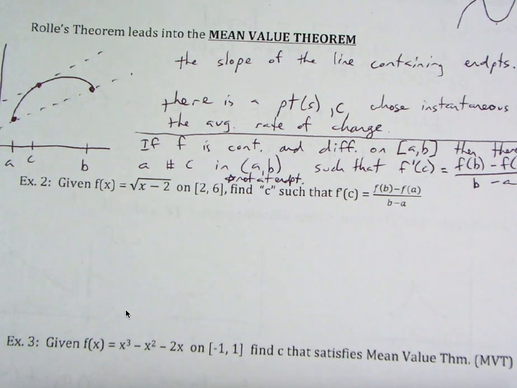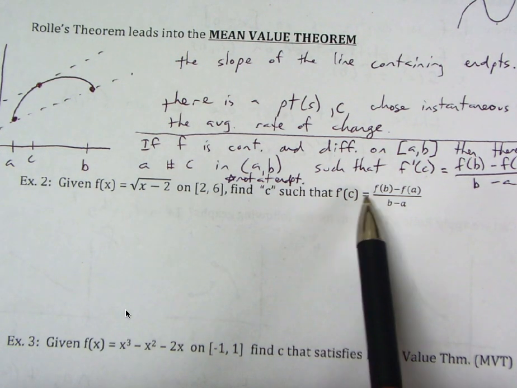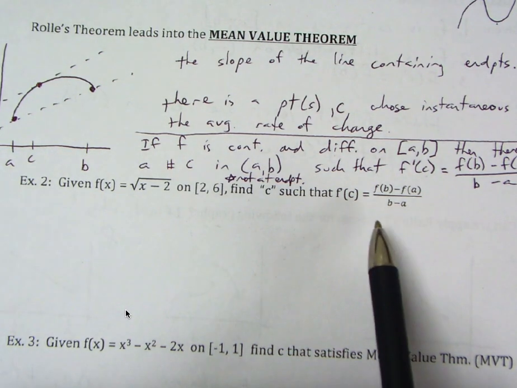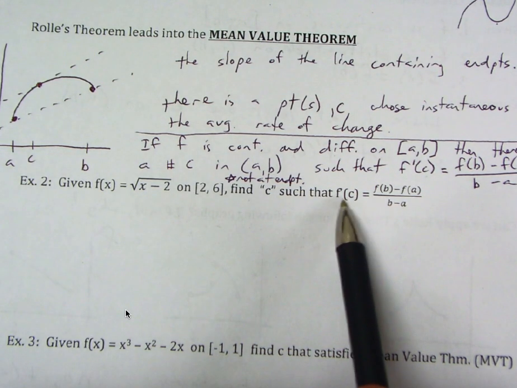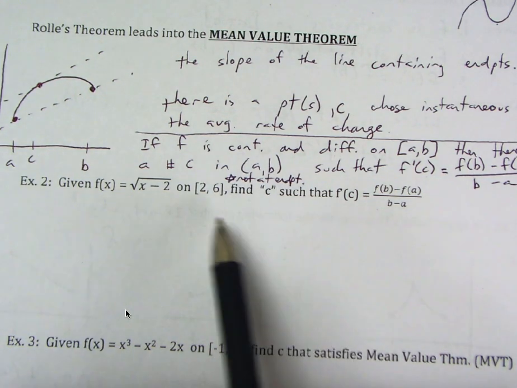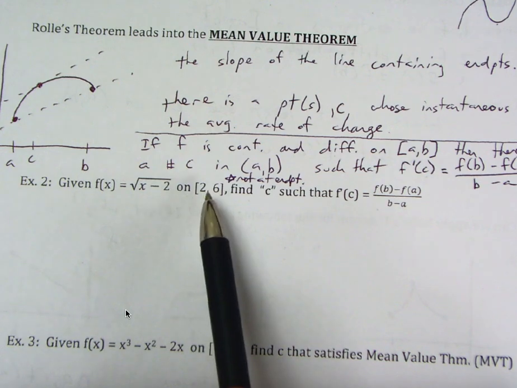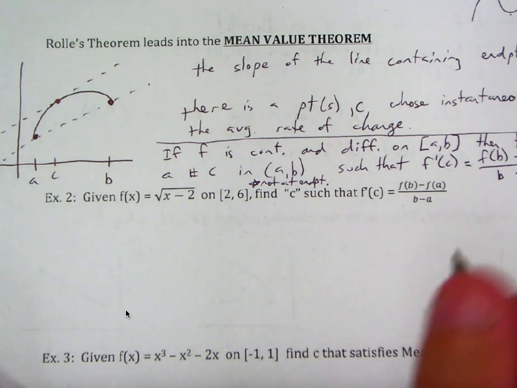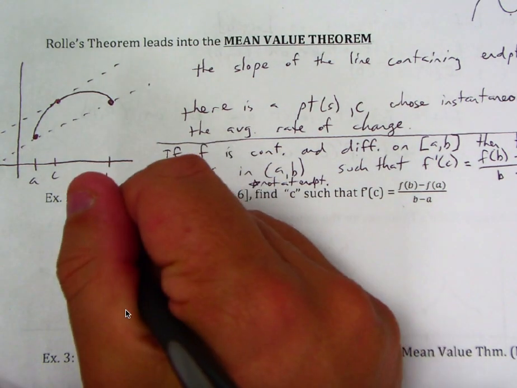Given this function, the square root of x minus 2 on the interval 2 to 6, find c such that f prime of c equals f of b minus f of a over b minus a. So in other words, I'm trying to find a value where the derivative is equal to the average rate of change. If I don't know the average rate of change, that is probably a great place to start. I want to find the average rate of change of f over the interval 2 to 6. So let's go ahead and do that. Let's find f of 2 and f of 6.